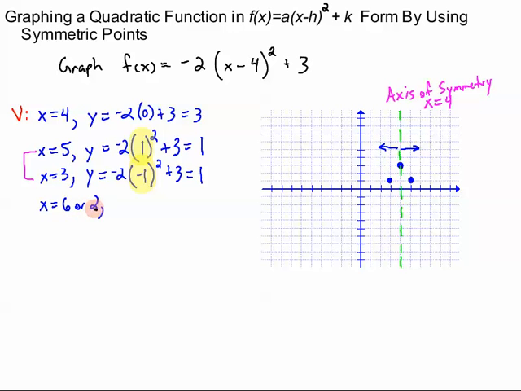They're symmetric, so they're going to give me the same y values. I get negative 2 times 6 minus 4 is 2, so 2 squared plus 3. 2 squared is 4 times negative 2 is negative 8, plus 3 is negative 5. If you plug in the 2, you're going to get a negative 2 inside the parentheses here, and you'll still get a positive 4 when you square it. So these 2 points look like this, and you can see they're both symmetric again, and now you've got a good idea of what this parabola looks like.